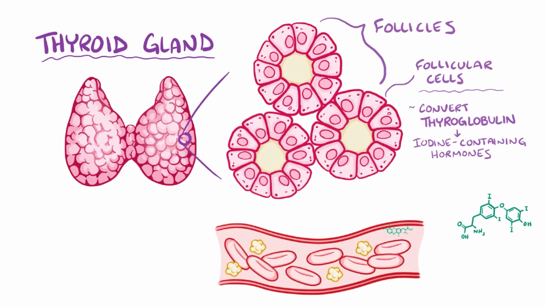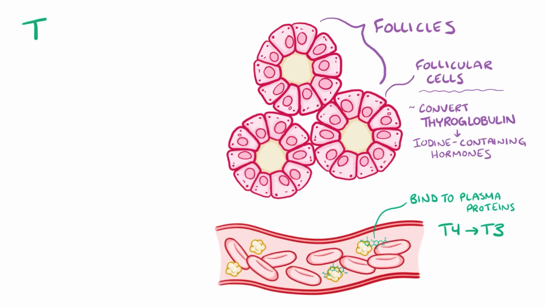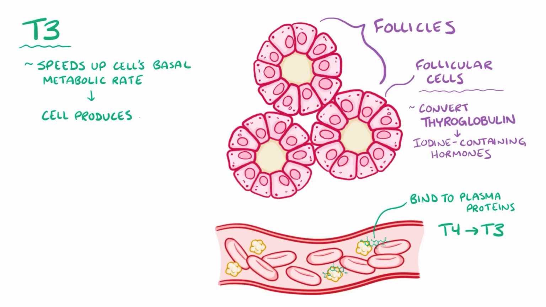Once released from the thyroid gland, these hormones enter the blood and bind to the circulating plasma proteins. Only a small amount of T3 and T4 will travel unbound in the blood, and these two hormones get picked up by nearly every cell in the body. Once inside the cell, T4 is mostly converted to T3, where it can exert its effect. T3 speeds up the cell's basal metabolic rate. So as an example, the cell might produce more proteins and burn up more energy in the form of sugars and fats. It's as if the cells are in a bit of a frenzy.